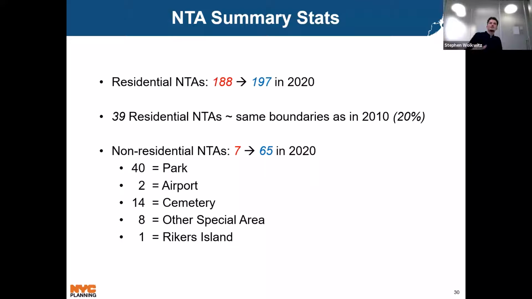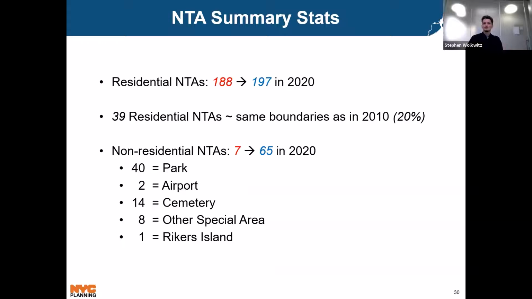Now, as far as non-residential NTAs go, there's a pretty big difference here. We had 7 in the 2010 version, 65 now. What's the reason for that? Well, previously, for any given borough, there was this large, multi-part, non-contiguous parks, cemeteries, etc. NTA that just included everything that wasn't a residential area. For example, in Queens, you had Forest Park and parts of Jamaica Bay and Flushing Meadows Corona Park, all joined in there, and then the airports were separated out.